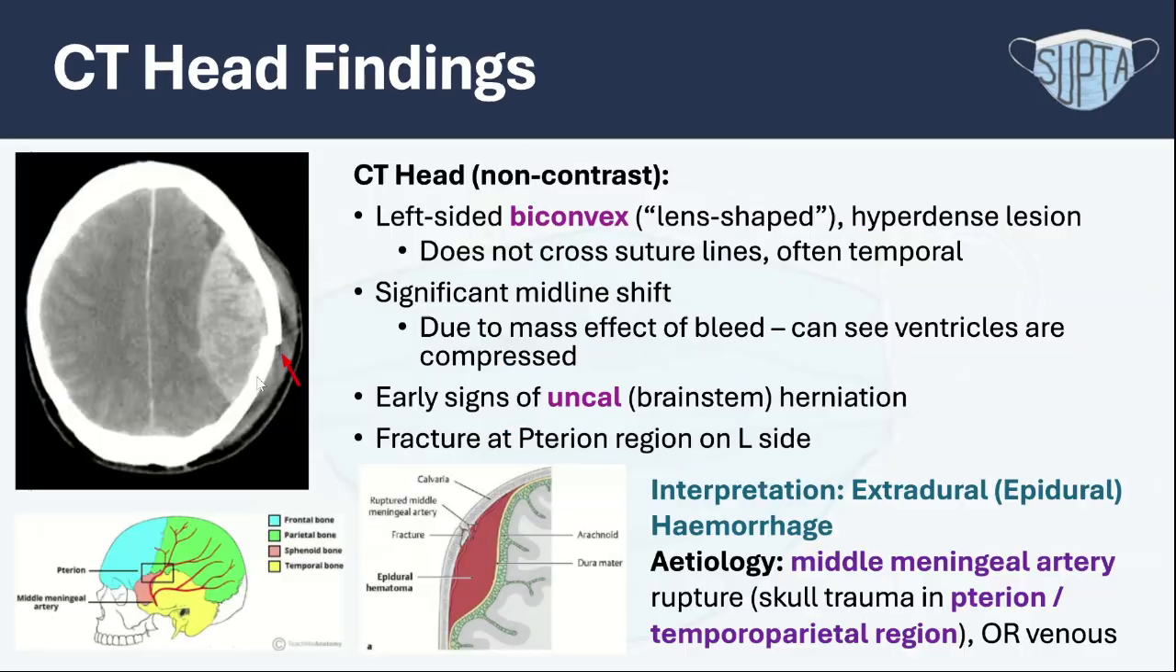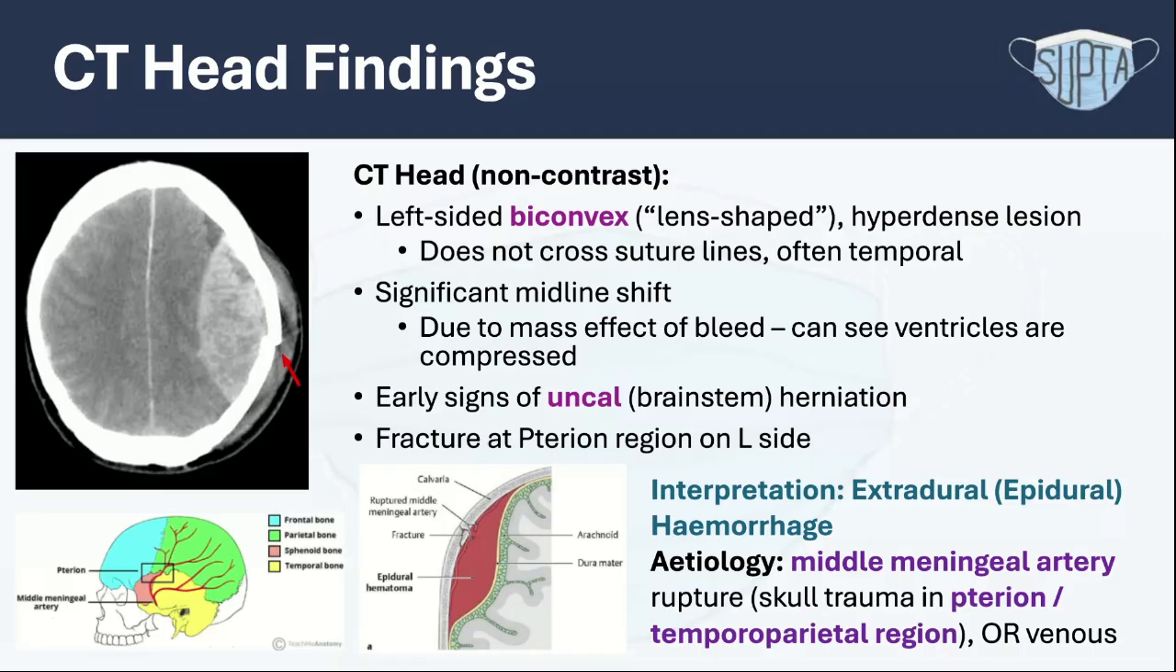So in terms of CT head findings, this is a non-contrast CT head, and the key finding you can see here is a left-sided biconvex, or lens-shaped, as it's called, hyperdense lesion. So you can see it's a bit more vibrant or bright, so you call it hyperdense. So hyperdense simply means it appears bright white on CT, which is what we expect with acute blood.